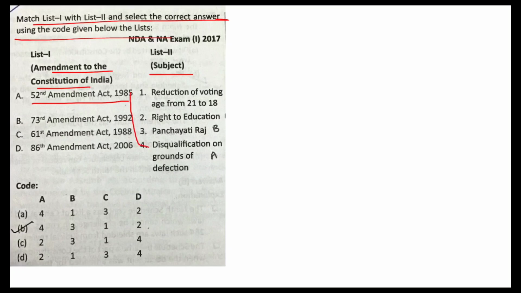Disqualification on grounds of defection: 73rd Amendment Act of 1992, Panchayati Raj. 61st Amendment Act of 1988, reduction of voting age from 21 to 18. 86th Amendment Act of 2006 introduced the right to education. So A 4, B 3, C 1, D 2. B is correct. This is your answer.